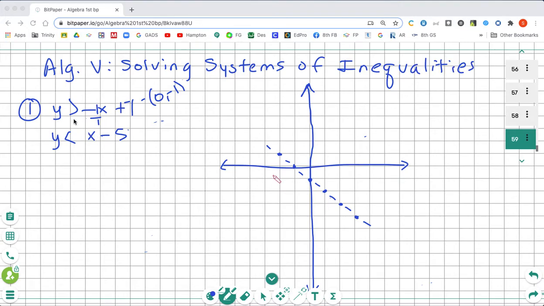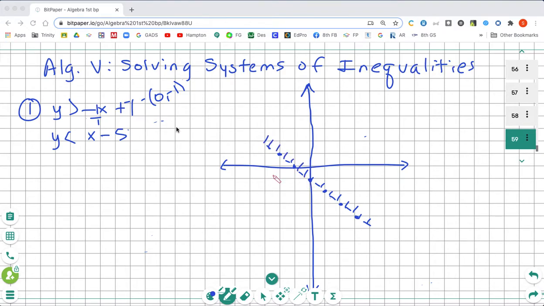We're looking for the y's that are greater than the y's that are on the line. So we're going to go to our starting point of 0, -1. 0, 1, 2, 3. These are all greater than -1. So that means that the alligator teeth that we're going to put in are going to be above the line.